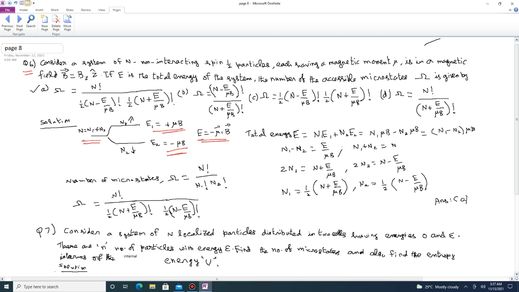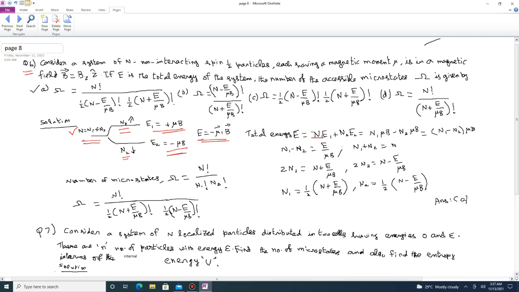So let N1 be the number of particles with spin up, and N2 the number of particles with spin down. N1 plus N2 will be the total. Now, what is the total energy? The total energy is equal to N1 particles with the spin up, and for the spin up particles the energy is mu B.